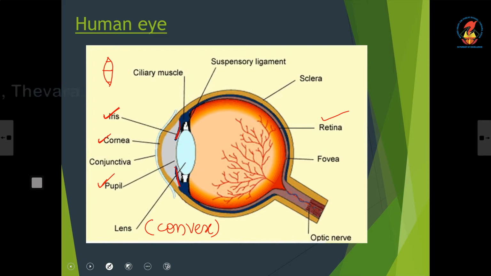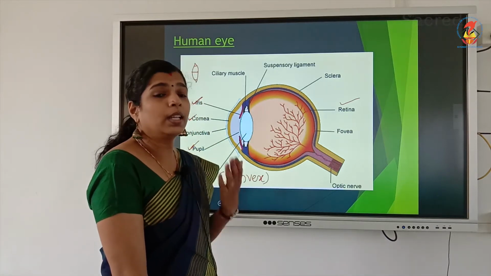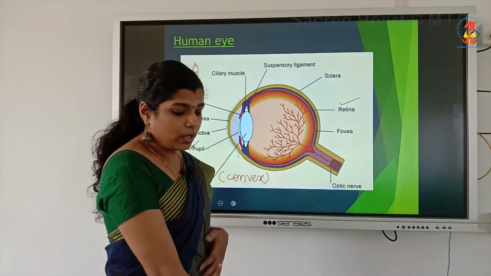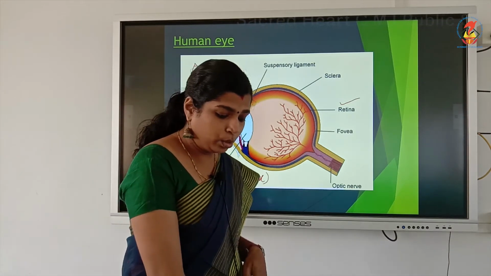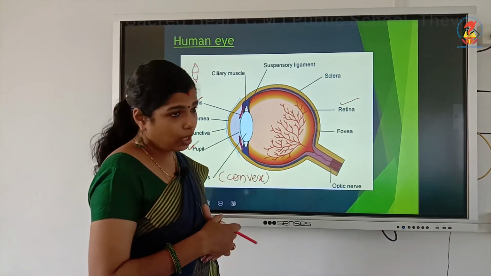Iris is that part of the eye which gives color to the eye. Suppose someone is having green eyes, it represents the color of the iris. The iris controls the amount of light entering into the eye.